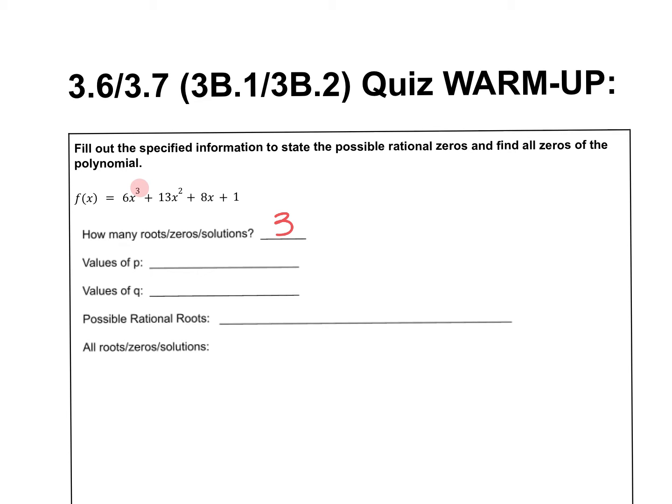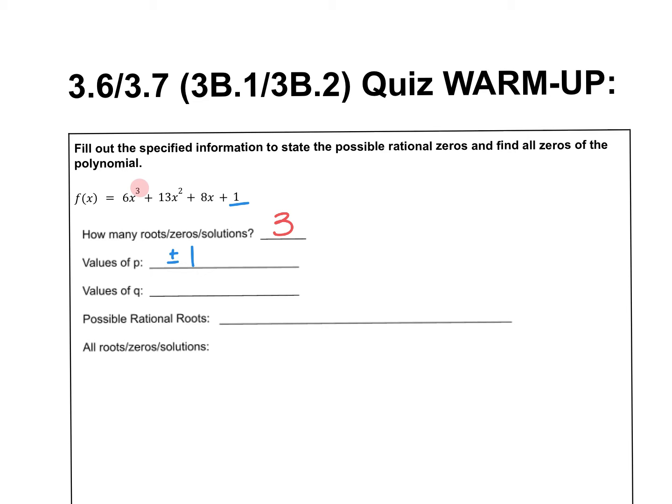okay? Then we talk about our values of p. Remember that p is the constant, which is just the number that does not have any variables. So in this case, it's 1. So we want to think about the numbers, the factors that would go into 1. Well, it's only going to be a positive or a negative 1, okay?